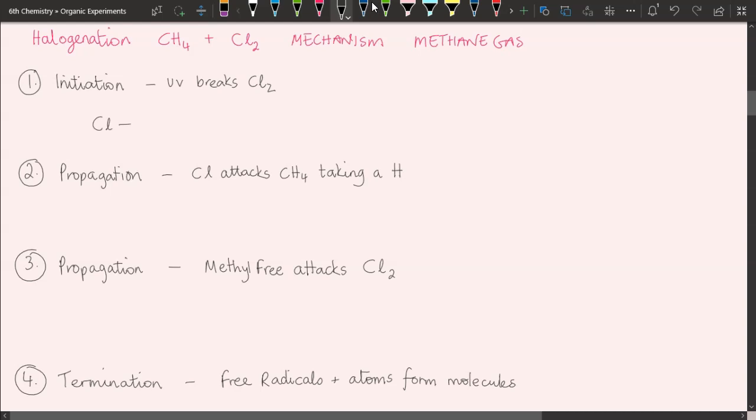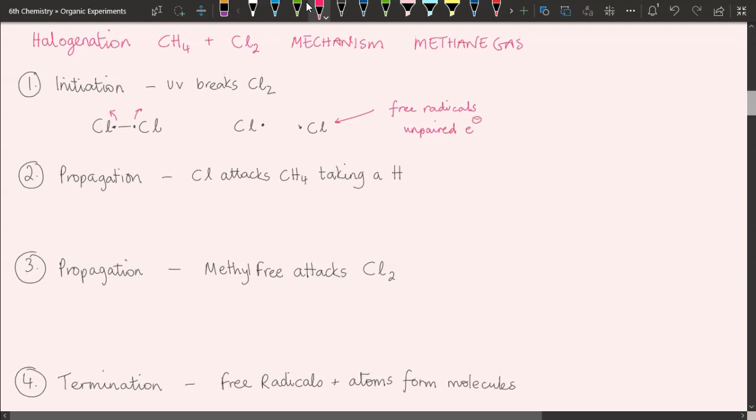So what you have is Cl bonded to Cl, and a single bond in chemistry means that there are 2 electrons shared. And when these 2 electrons are shared, the UV light breaks the bond, and they end up freeing. So the direction of the arrows is that way. You end up producing chlorine with an unpaired electron and another chlorine with an unpaired electron. These two things here are what's called free radicals. They have an unpaired electron. So that's the first step, UV light.